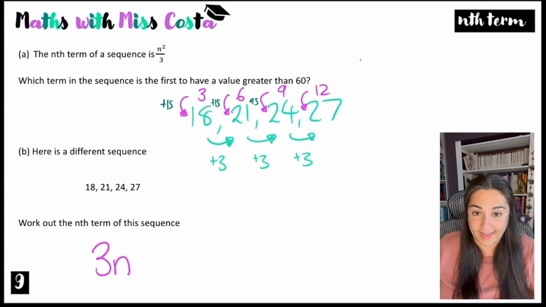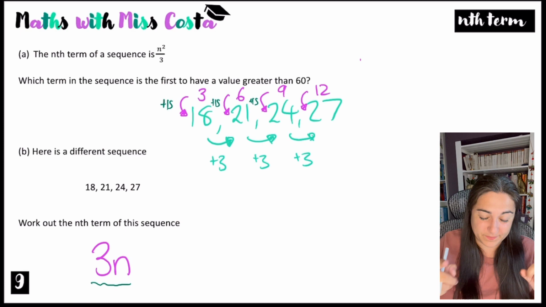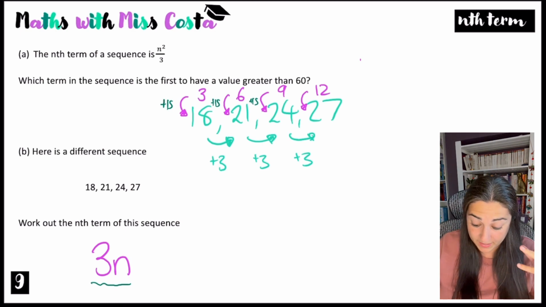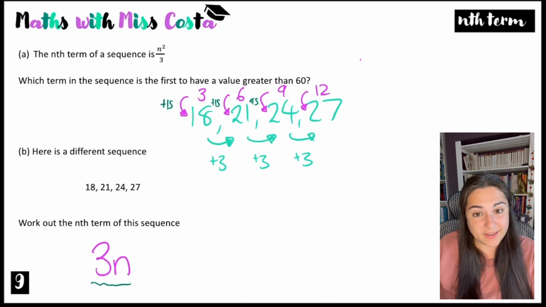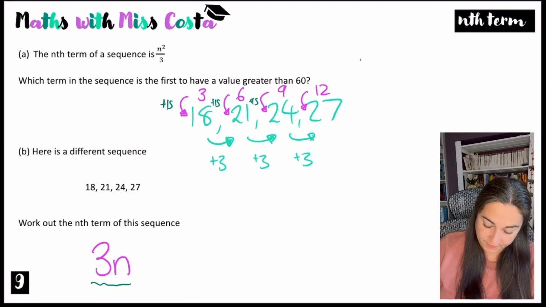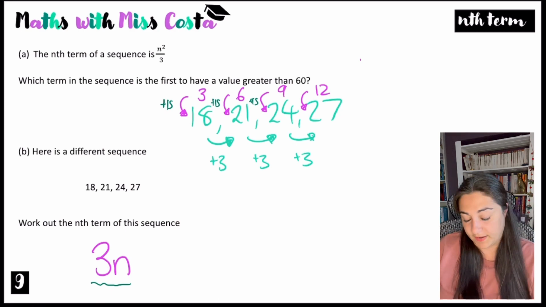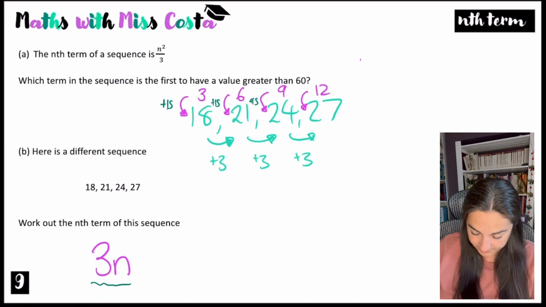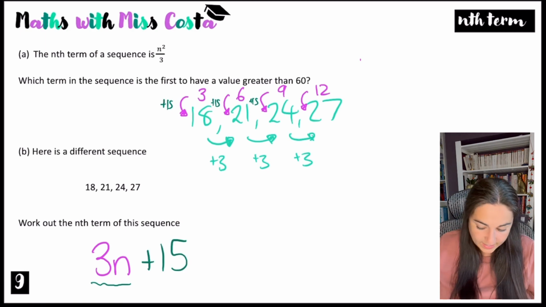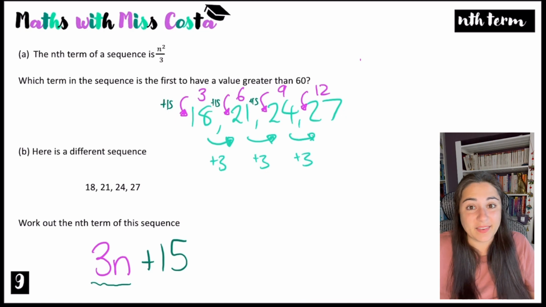That's why I wrote 3n. Whatever times table it is, you write that in front of the n, because that represents the times table it's going up in. So 3n, and then you find the difference between the first term of the original times table and your pattern. The first term of the 3 times table is 3, the first term of your pattern is 18, and the difference is 15. So you just say 3n plus 15. And that is algebra, all done.